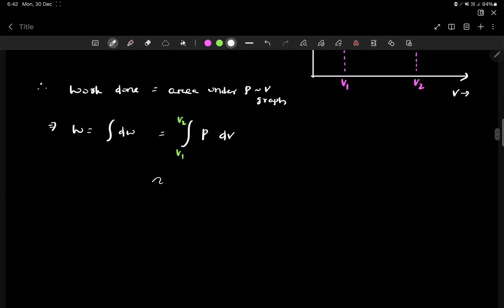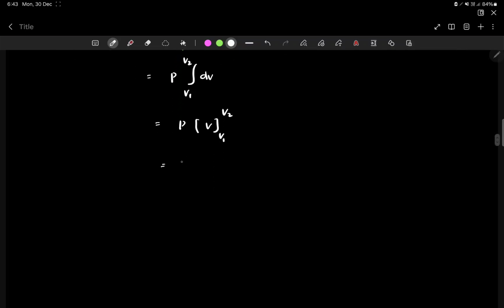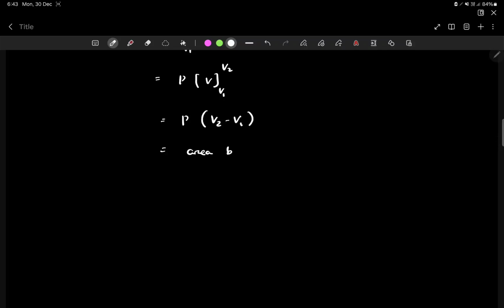Then as pressure is constant, take it outside. So integration dV, with volume ranging from V1 to V2. What is the integration of dV? It is V, with lower limit V1 and upper limit V2. Then you put the value into upper limit minus lower limit. So P into V2 minus V1, that is your area below the P versus V diagram.